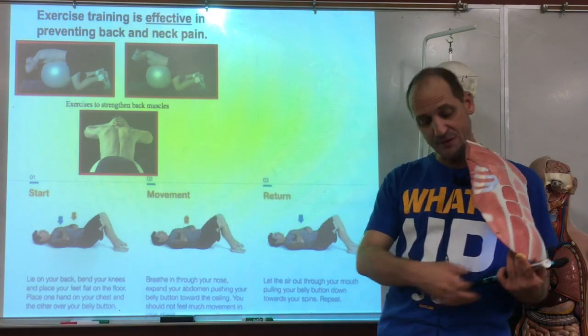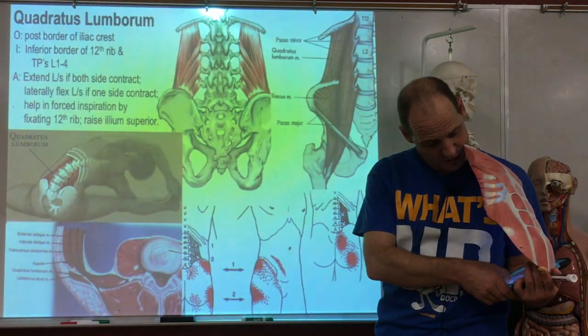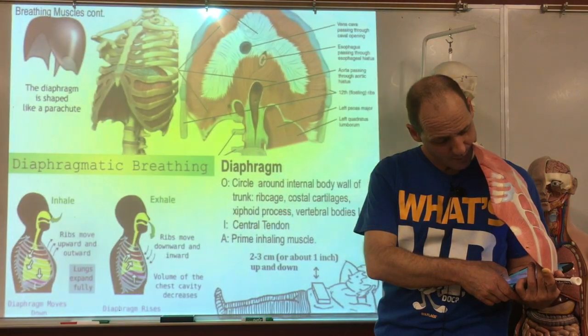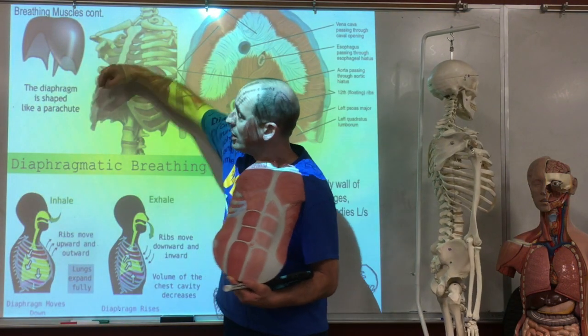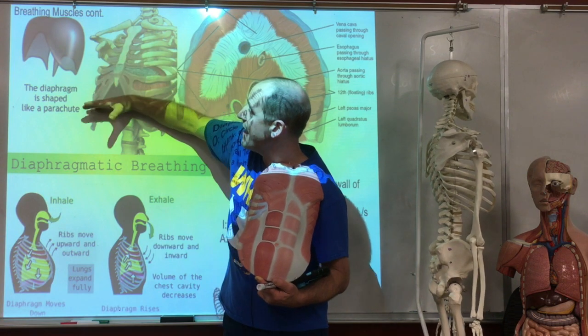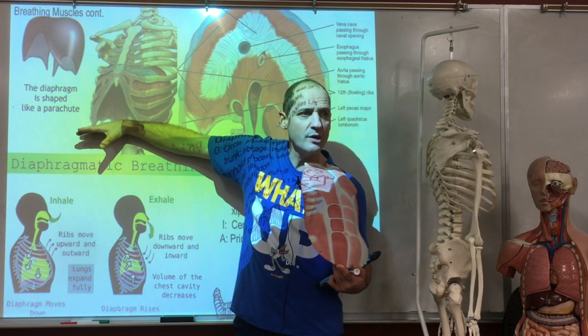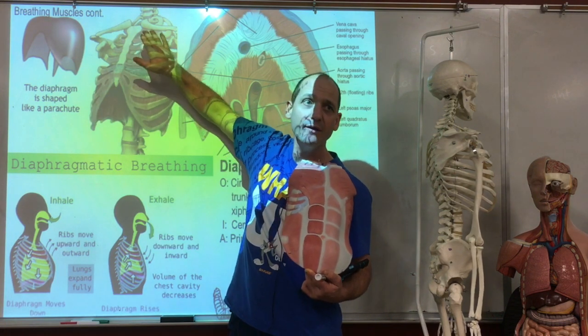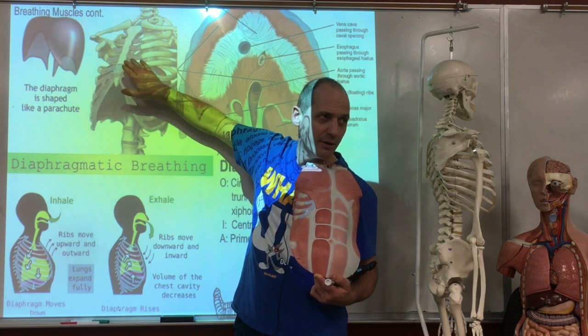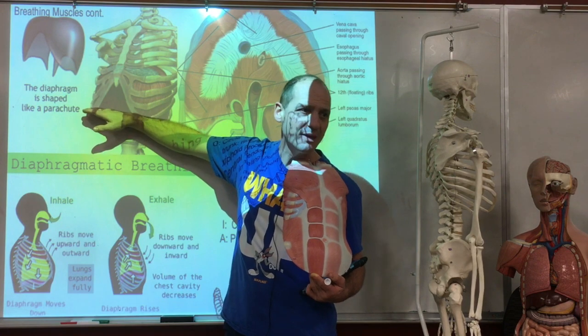So the diaphragmatic breathing is very important because, why would that be? Because if you think about this parachute goes down and flattens out. Look at how much lung volume you're going to get from that, compared to a little bit up here. And that's belly breathing.